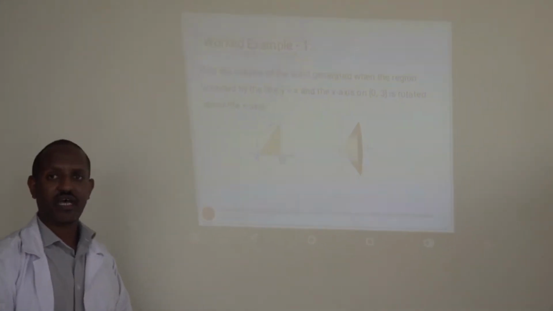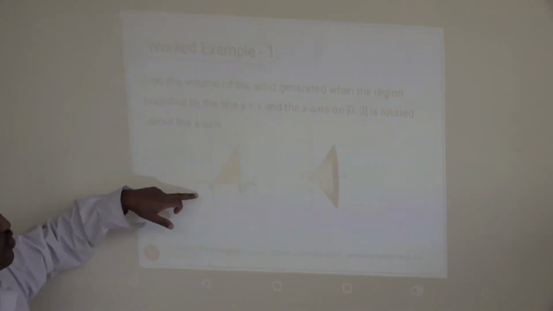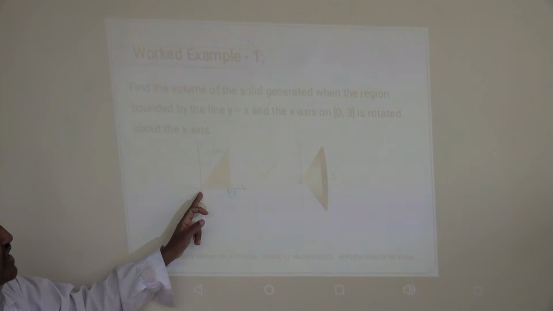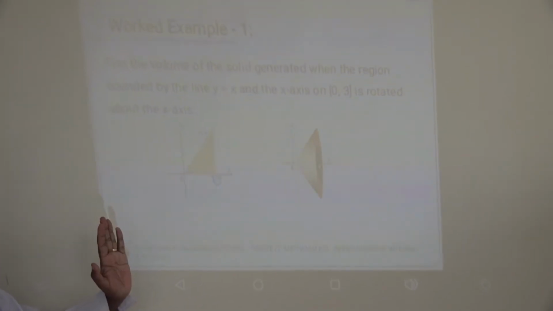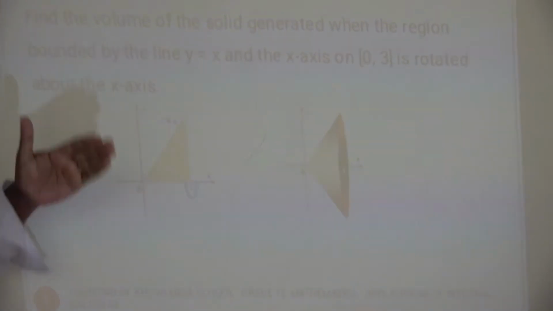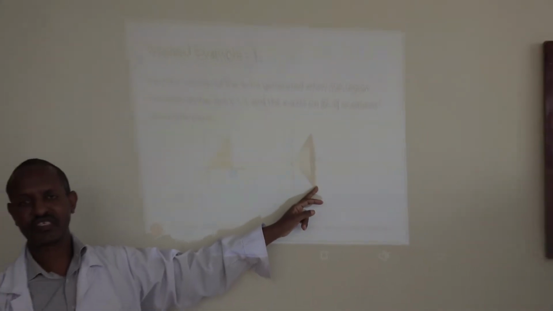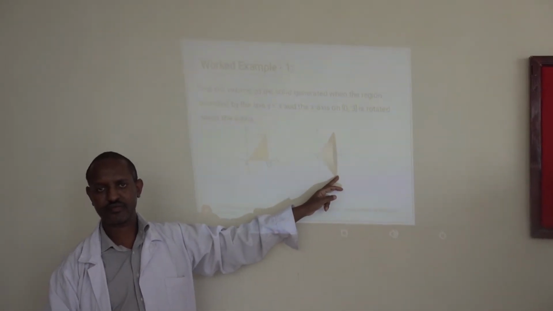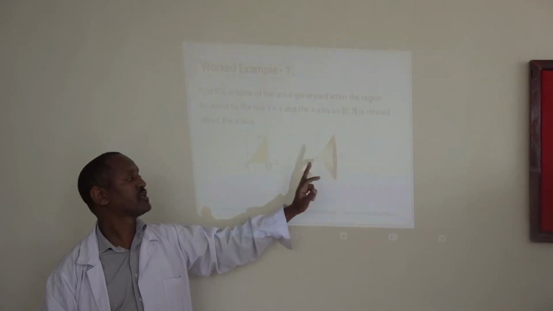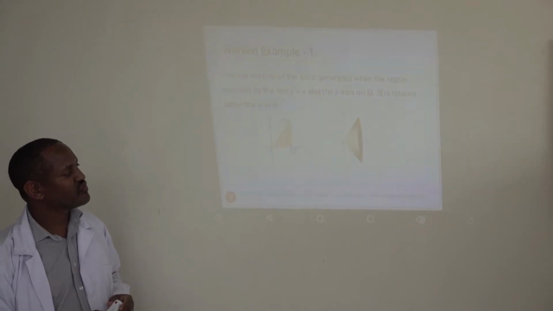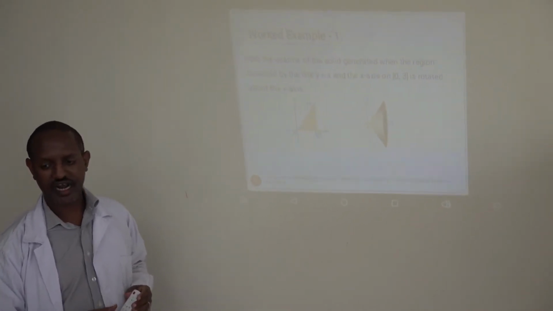The first worked example says, find the volume of the solid generated when the region bounded by the line y equals x and the x-axis on the interval 0, 3. This is the region. Now, if you revolve this region about the x-axis, we'll have a solid figure of this type. I think you know its name. What is it? Good. It is a cone. Now let us see how to calculate the volume of this cone using the integral approach.